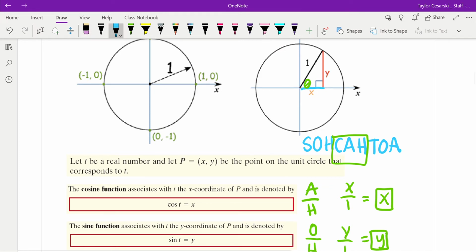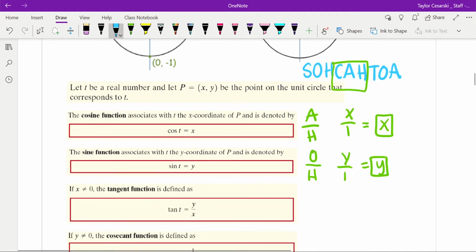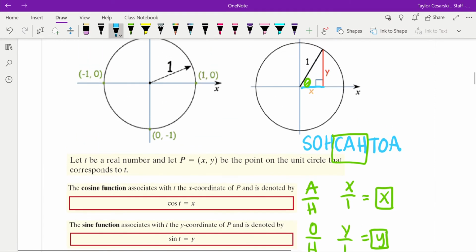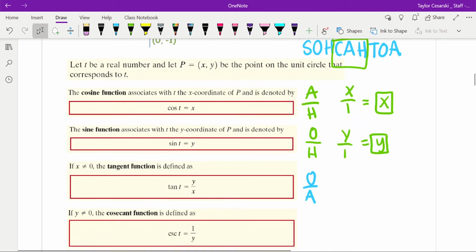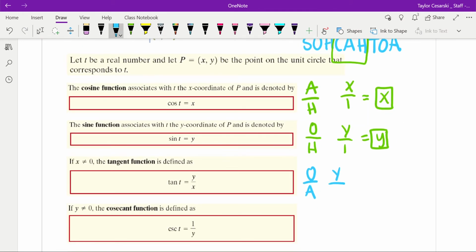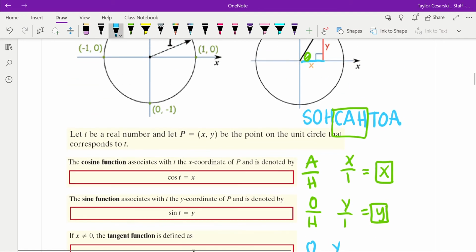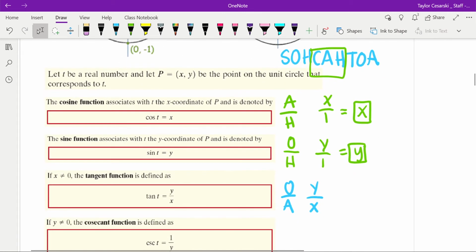Alright, so let's say we know tangent is opposite over adjacent. So what is opposite of theta? Opposite of theta is y over x, my adjacent side. Now, again, we wrote that in the previous video as sine over cosine, because you notice sine is y and cosine is x. So you might also see it written that way.